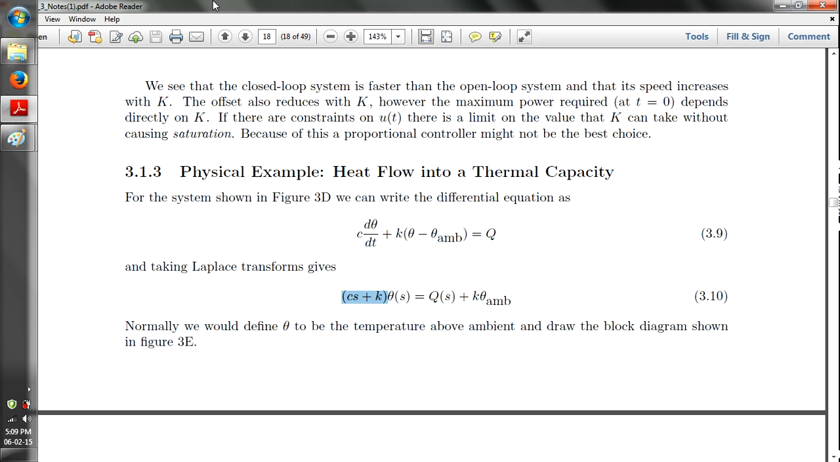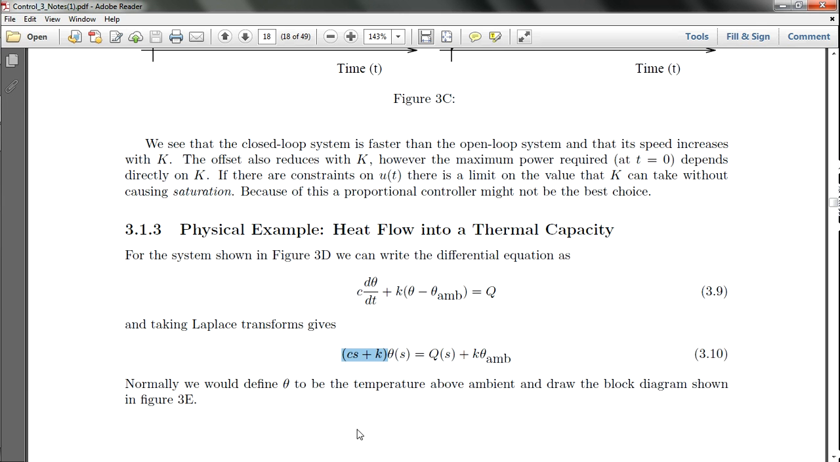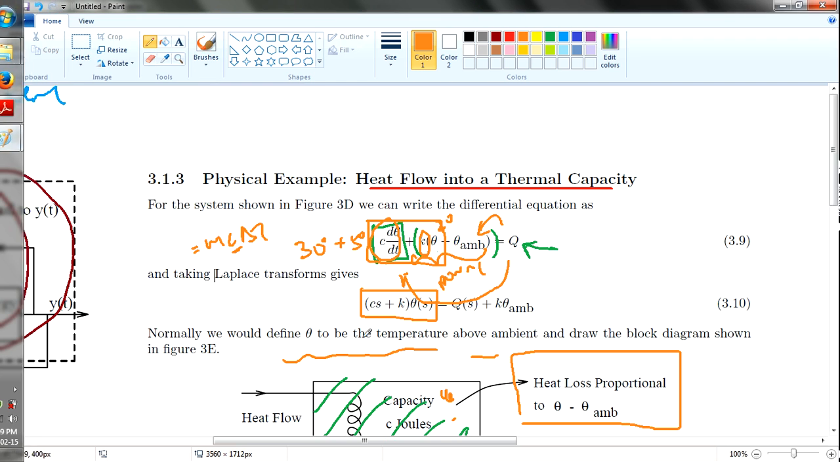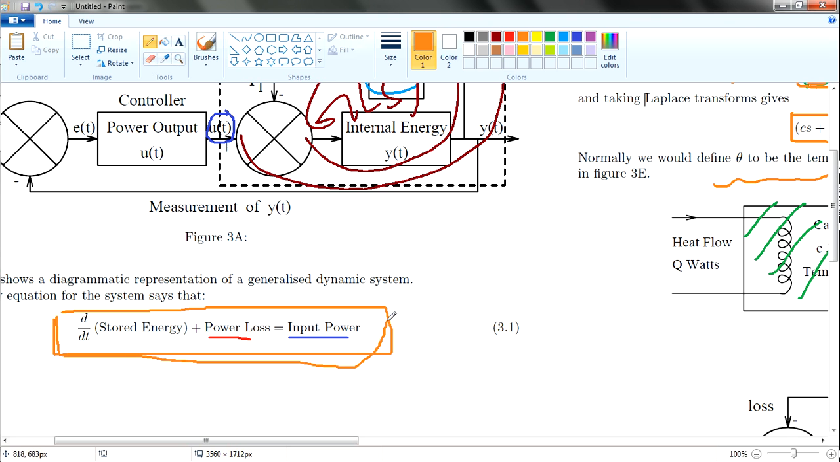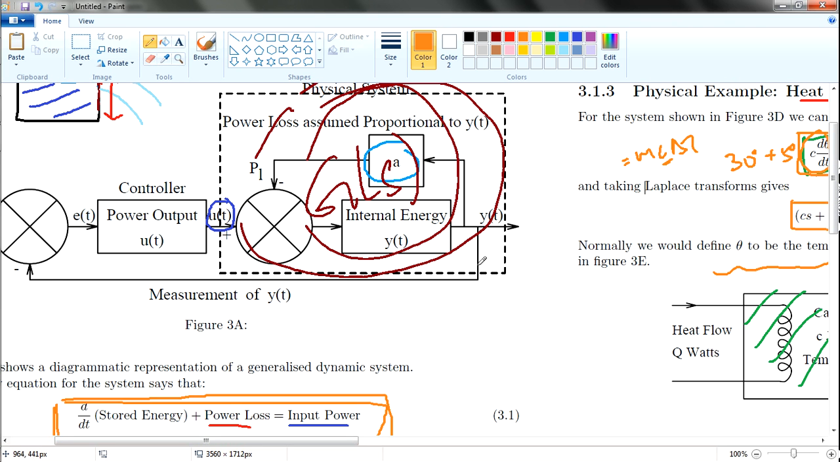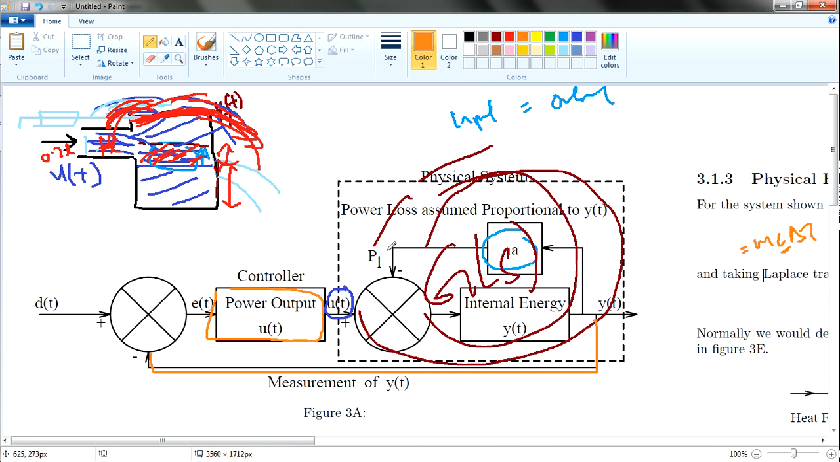I hope I have made this clear. If you don't understand anything, you can click back to the previous times and read it out. Very importantly, this relationship gives you an understanding of how stored energy changes from input, how the power losses affect the internal energy, how the controller is implemented, why a closed loop system is so important, and how k is also very important. The controller itself is very important.